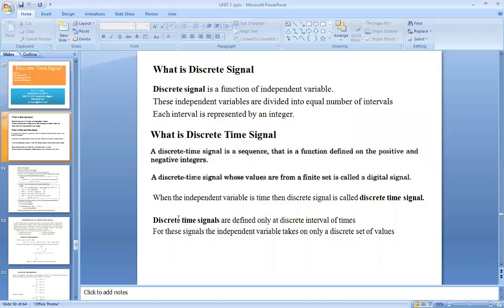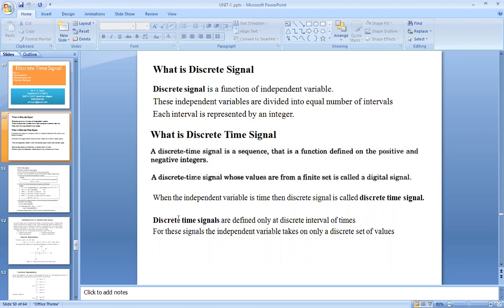Now, what is a discrete signal? Generally, a discrete signal is a function of an independent variable. These independent variables are divided into equal intervals, and each interval is represented by its integer value. From this discrete signal, we can define what a discrete time signal is. The discrete time signal is a sequence, a function defined on the positive and negative integers.